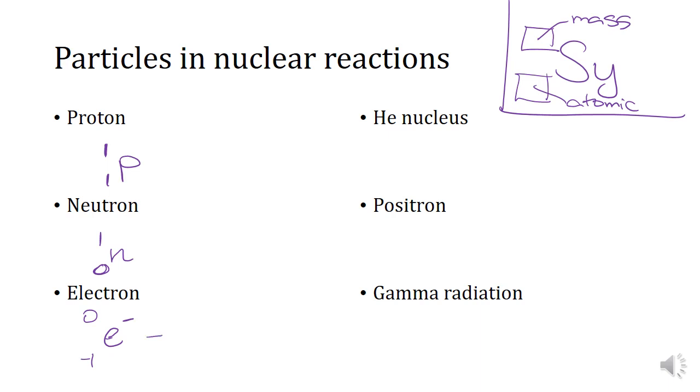Electrons, I'll talk about that more later. Sorry, let me just finish the rest of these and then I'll come back and talk about the 3 main types of radiation. The helium nucleus is He2+. It has an atomic number of 2 and a mass number of 4.